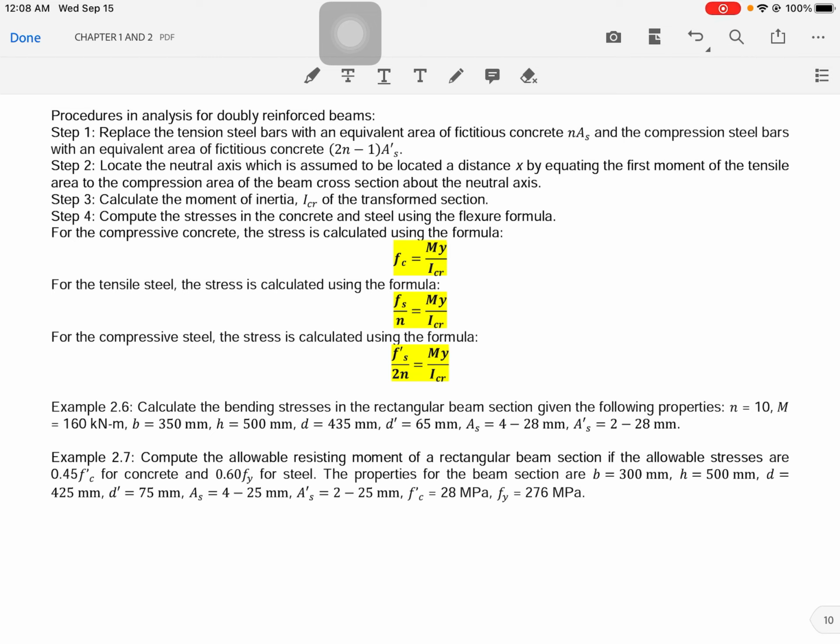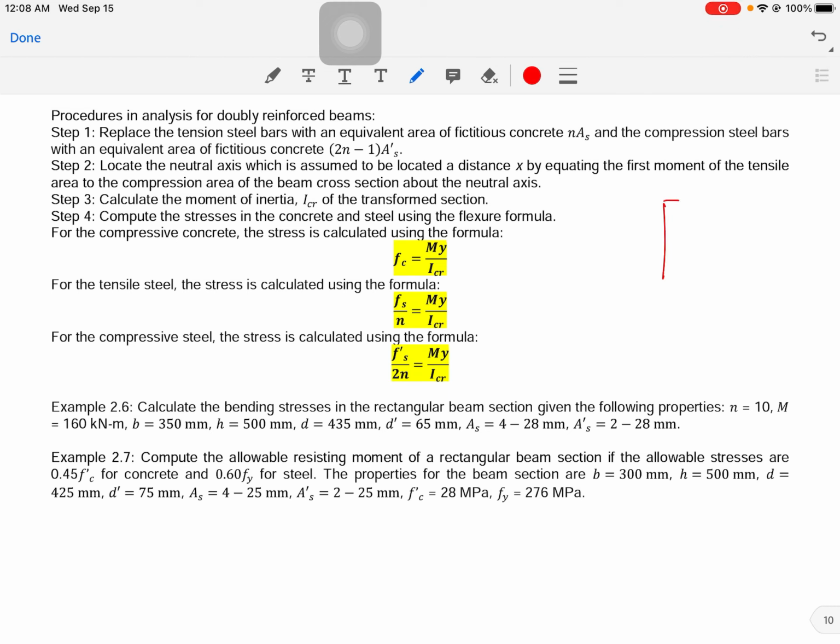Let's now proceed to our next topic, which is the analysis of doubly reinforced beams, again using the transformed area method. Last time we already discussed the singly reinforced beam. Now let's proceed to the doubly reinforced beam. This analysis is one that has compression steel as well as tensile steel. I already introduced that last time.